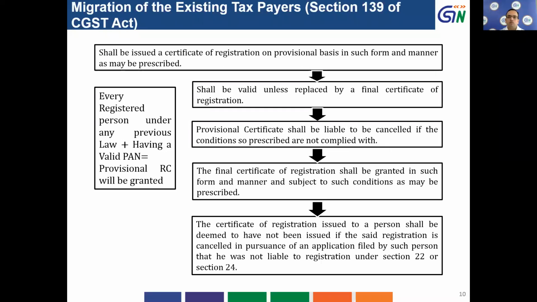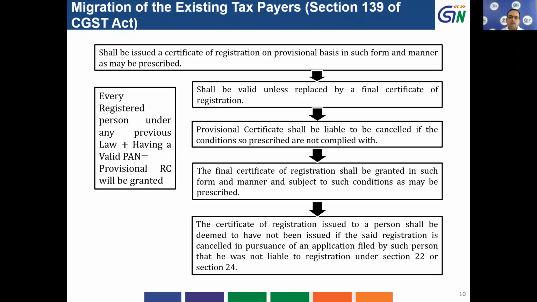But there are two things which are very important for the existing taxpayer: he or she must be registered under any previous law, and he should have a valid PAN. Only then will a provisional RC be granted to that taxpayer. So these are the two most important things. He will be issued a provisional certificate of registration on a provisional basis, and it will be available on the portal. It will be valid unless it is replaced by a final certificate of registration, and it is liable to be cancelled if the prescribed provisions or conditions are not complied with.